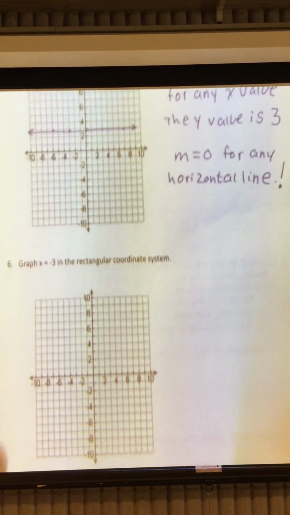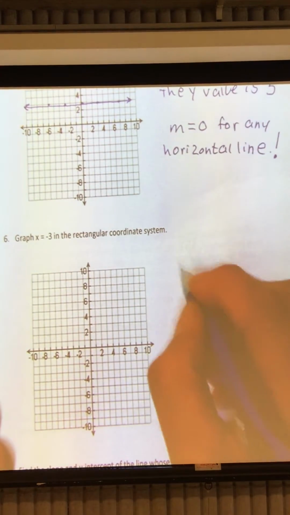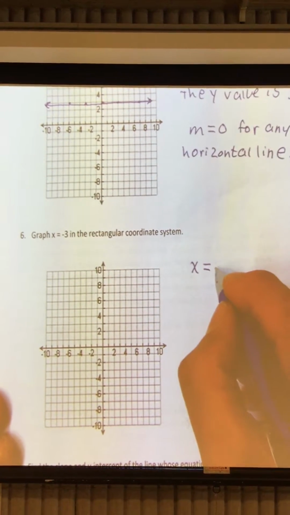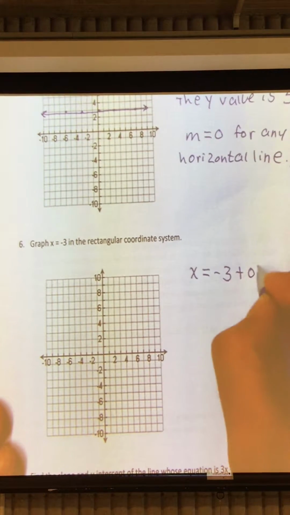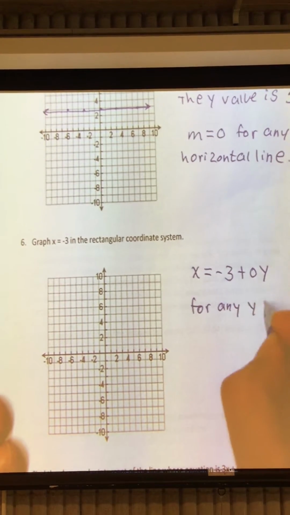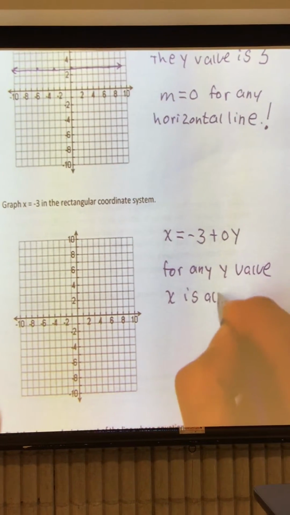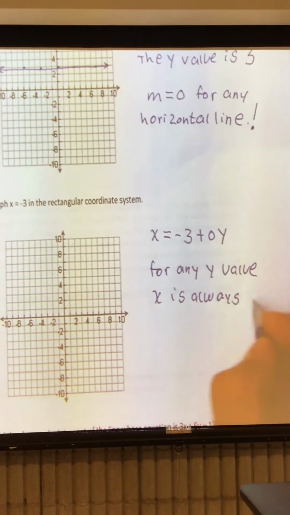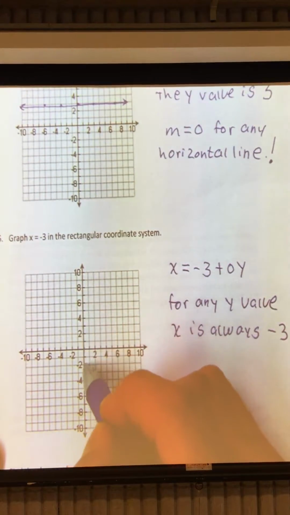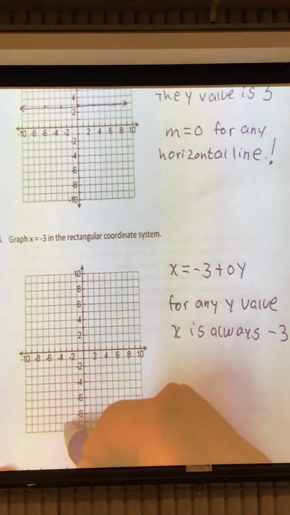Problem number 6. Graph x equals negative 3. Okay. Using the same trick as above, we can rewrite x equals negative 3 to be negative 3 plus 0y. So for any y value, x is always negative 3. So on the vertical axis, no matter what value is chosen to be the y, the x-coordinate is always 3 units to the left at negative 3.